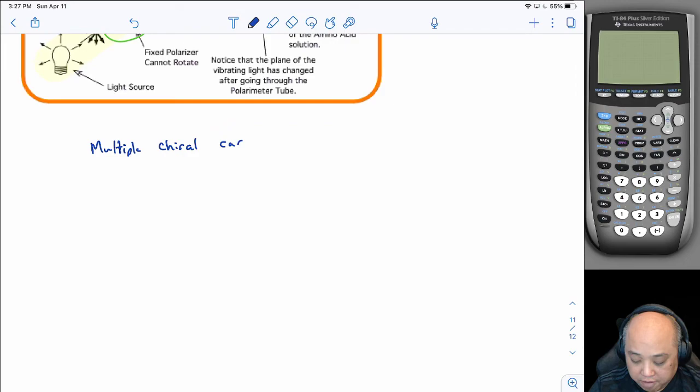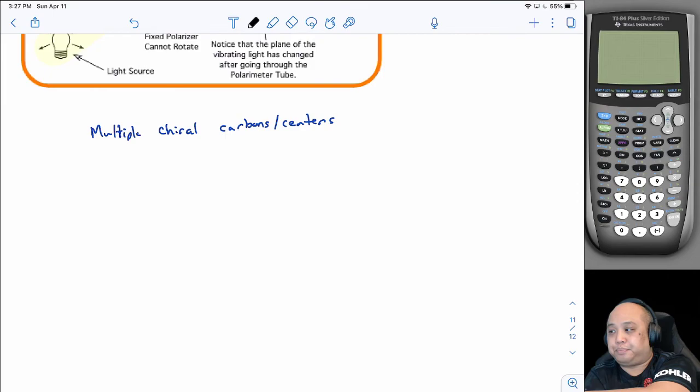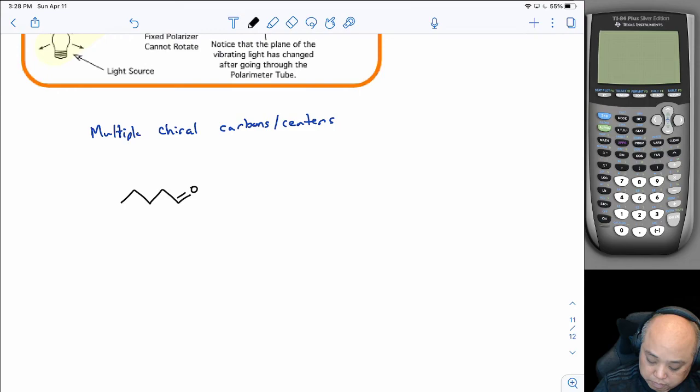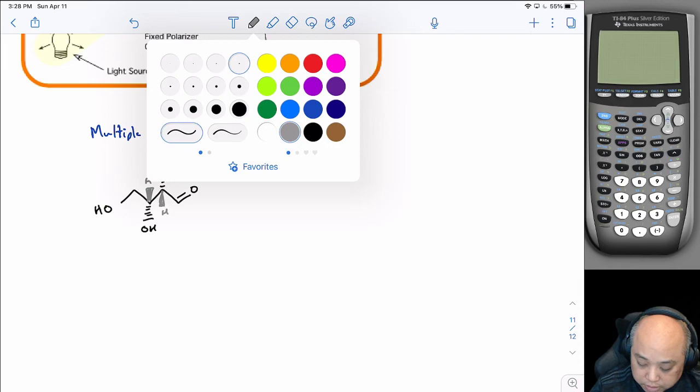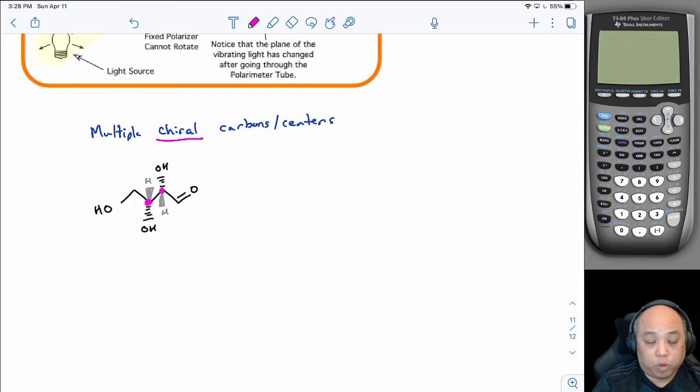Now, you might have multiple chiral carbons or centers. This brings up another type of optical isomer, and let me illustrate this here. Let's say we have something like this, and we have to imagine that there's a hydrogen here and a hydrogen here. Notice that each of these carbons, this one and this one, is chiral because they have four different groups attached: one H, one OH, and then a chain going left and a chain going right, which are different. So we'd say this has two chiral carbons.